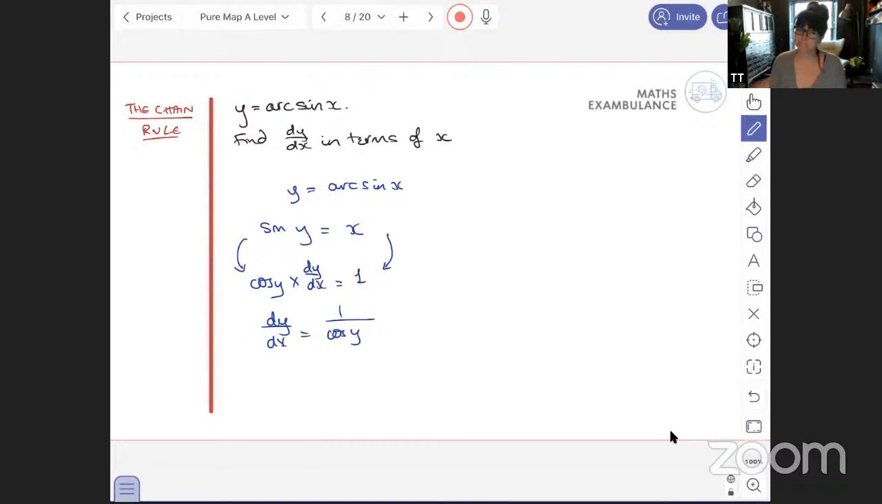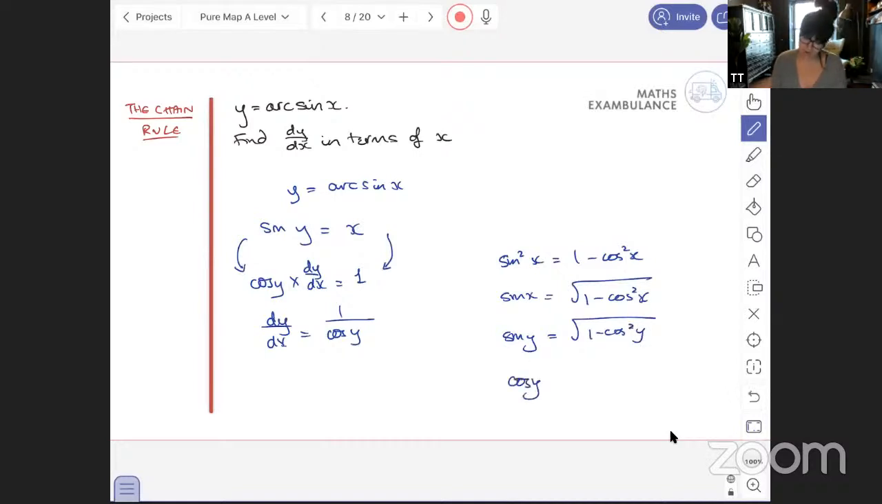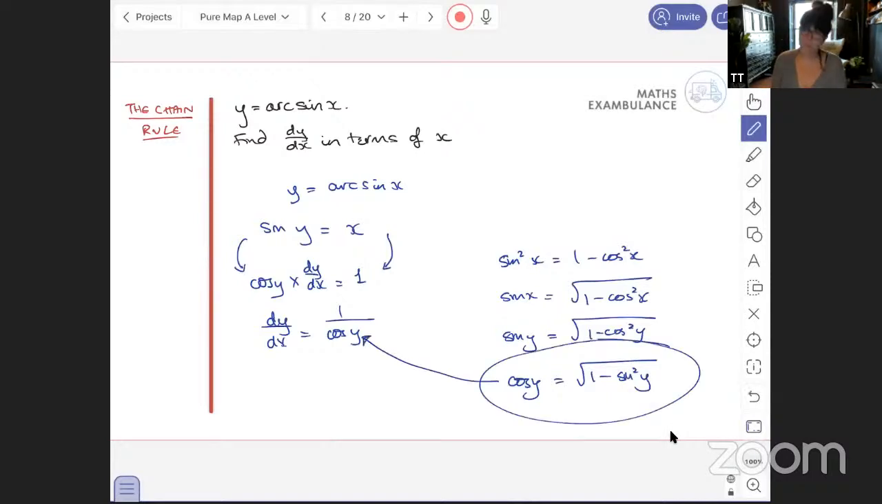Okay. Now, I happen to know, and I think you probably do too, that sine squared x is 1 minus cos squared x. So sine x is the square root of 1 minus cos squared x. So sine y is the square root of 1 minus cos squared y. So cos y is the square root of 1 minus sine squared y. And this is what I can use down there.